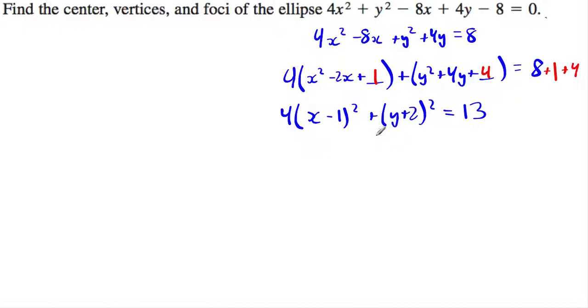So here, we want to make sure that we have this equal to 1. So we're going to divide everything by 13. 8. So 4x squared minus 8x. Right, factor out the 4, get 2x plus 1.